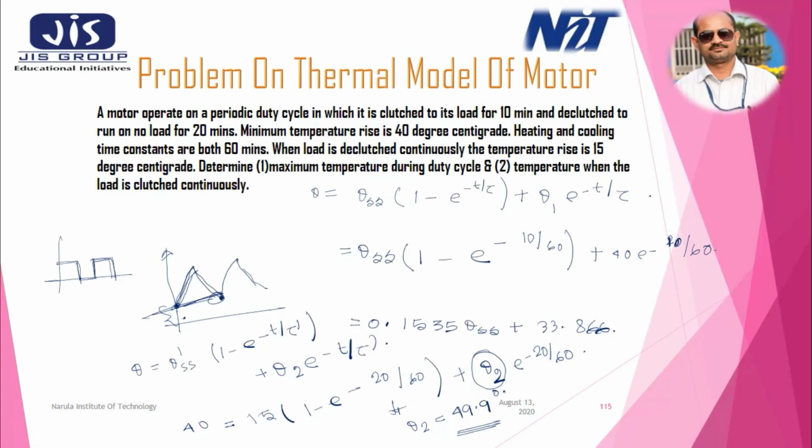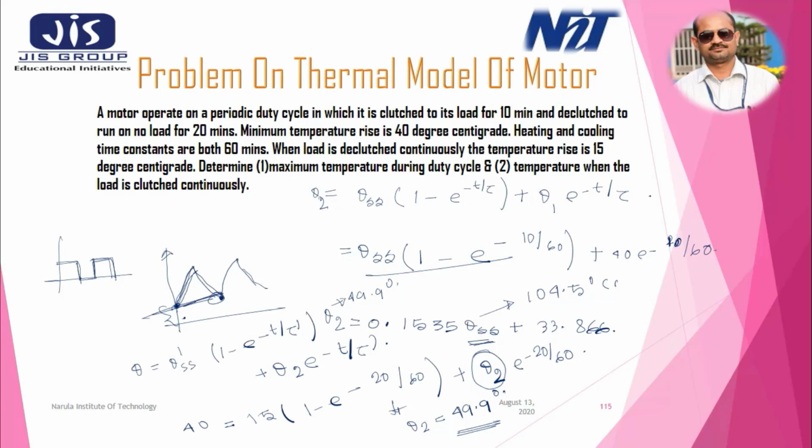Now I will put the value of theta 2 in the earlier equation, because there theta 2 equals this. If we put theta 2 equals 49.9 degrees here, we will get the value of theta s, and if we calculate, it will become 104.5 degrees centigrade.